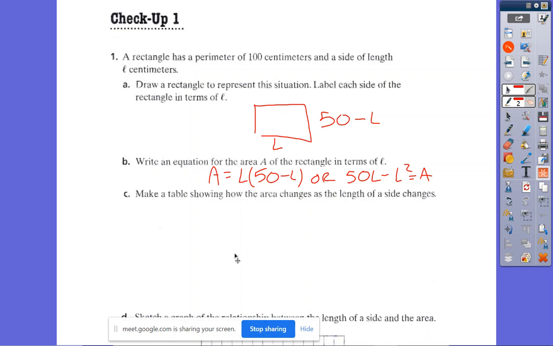Well, half of the perimeter is 50, because 50 plus 50 is 100, or 50 times 2 is 100. And so the length is L. If the length is L, then the width has to be 50 minus L, which means that our area has to be length times the width, which is 50 minus L, or in expanded form, 50L minus L squared, is equal to the area. So in making a table, counting by 5s would be ideal.